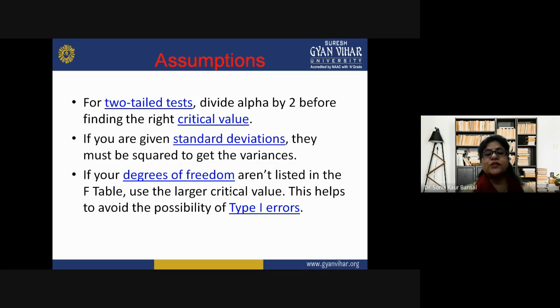If your degrees of freedom are not listed in the F table, use the larger critical value that you have got, by dividing the alpha by 2. This helps to avoid the possibility of type 1 error. Type 1 error and type 2 error are related to the rejection or selection of a hypothesis, and when it is true and when it is not true. In that case, you have to go into detailed studies of type 1 and type 2 errors.